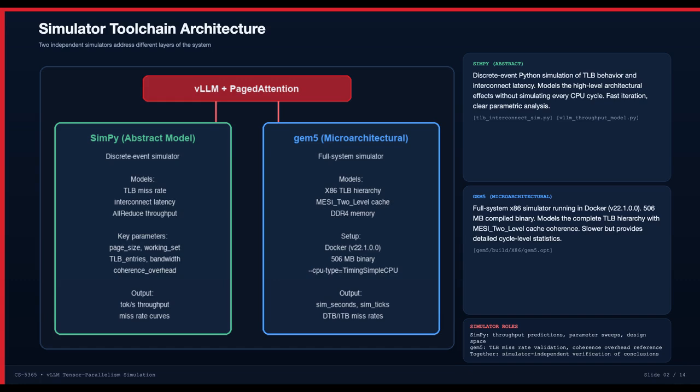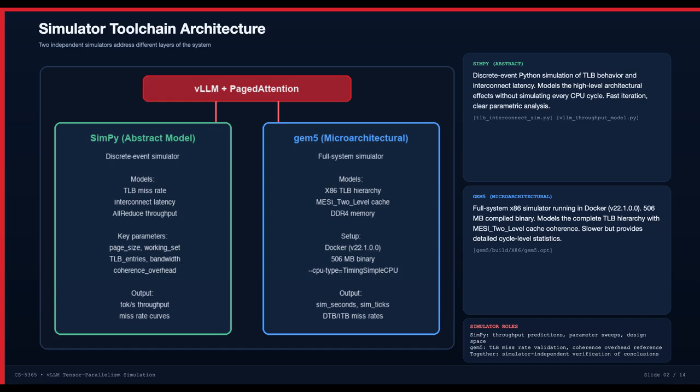So before scheduling the jobs on the high performance computing cluster, we wanted to make a hypothesis, run a simulation, and then perform validation. So two independent simulators form the toolchain, each operating at a different level of abstraction. Let me walk through what each one does and why both are necessary.